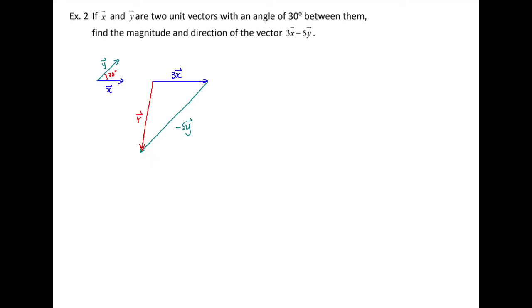And now, since we know originally the angle between x and y is 30 degrees, that means this angle will also be 30 degrees because they are alternate angles.